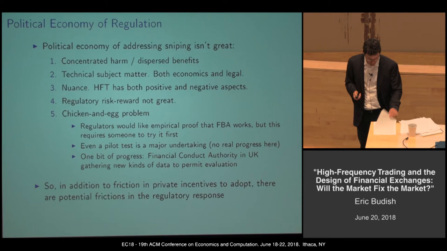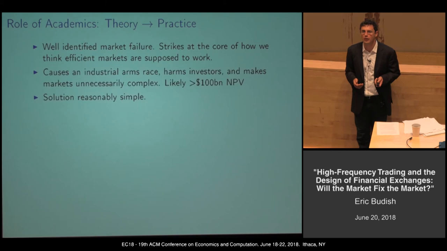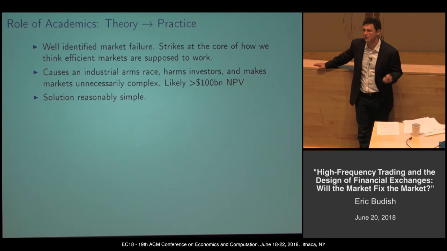Okay, so where are we? I mean, I think we've identified a pretty simple market failure. It strikes at the core of how we think efficient markets are supposed to work. It causes a massive industrial arms race, harms investors, makes markets unnecessarily complicated. It's probably $100 billion or more of net present value. A pretty reasonable solution from economics, very simple.